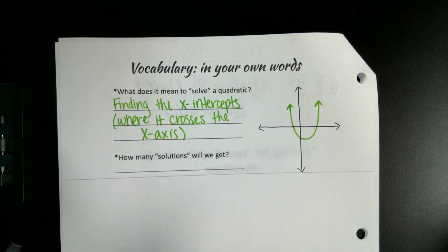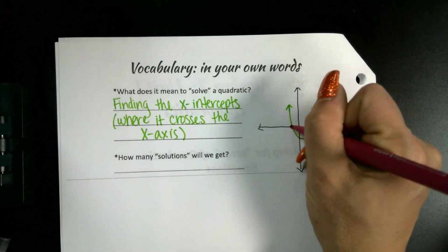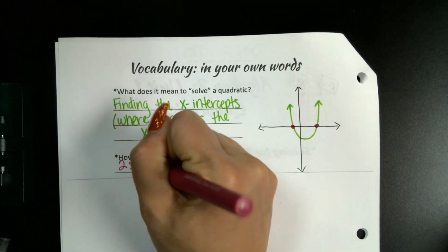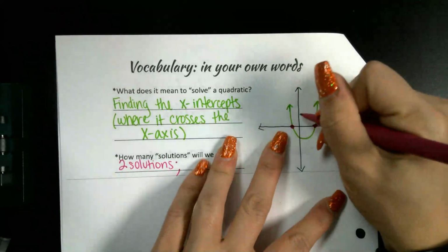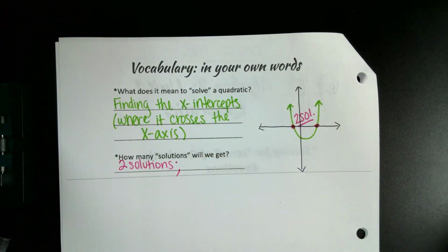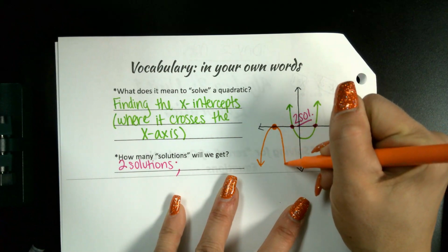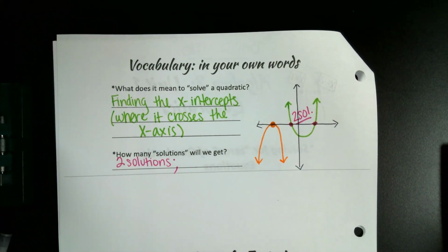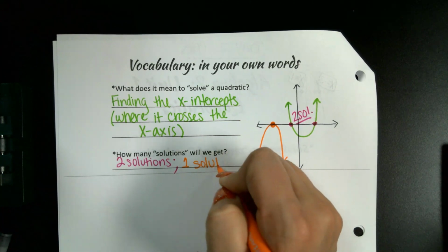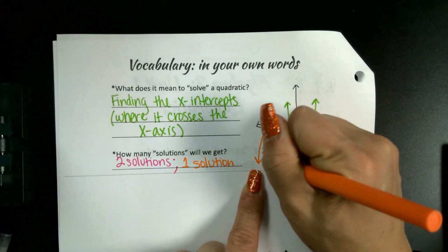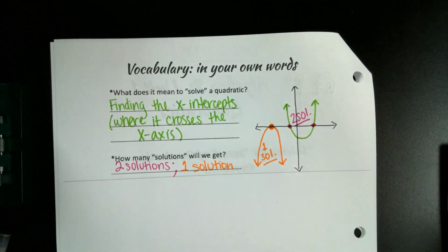So in the picture that I drew, how many solutions would I have? How many times did that one cross the x? Okay, so this one here would have 2 solutions because it crosses twice. But if I draw this parabola, that orange one that I just drew facing down, how many times does it cross the x-axis? Just once. So this one would just have 1 solution because it just crosses 1 time.